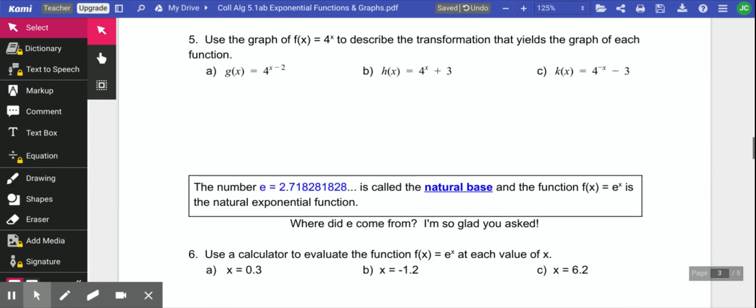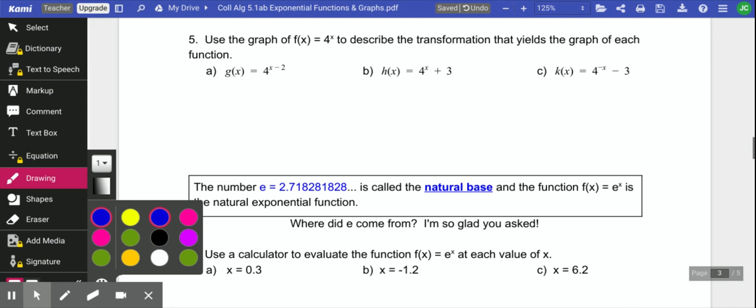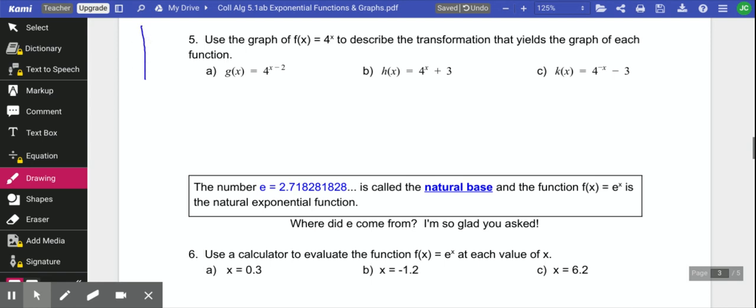All right, so we want to use the graph of 4 to the x to describe the transformation for all of these. Like we talked about with the graphs we saw on the previous page, all of our exponential graphs are going to go through the point 0, 1, and they're all going to look like this. The bigger the base, the steeper it goes up, but this is exponential growth. So we want to know what happens when we have a minus 2 with the x.